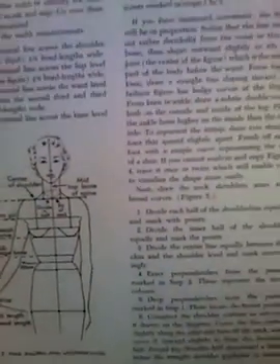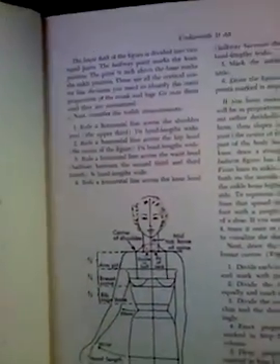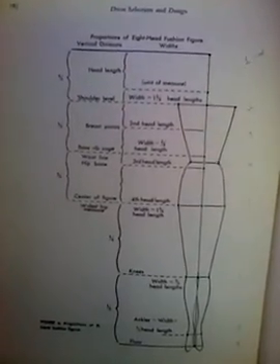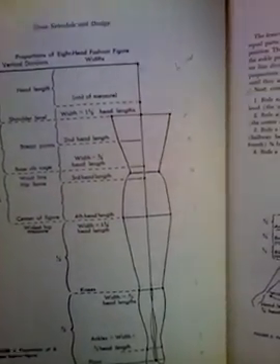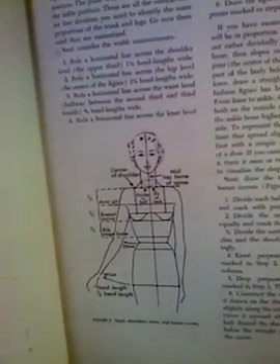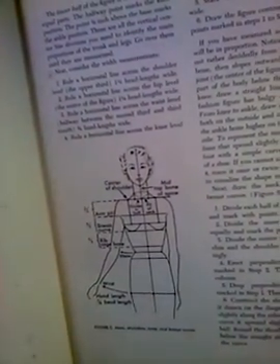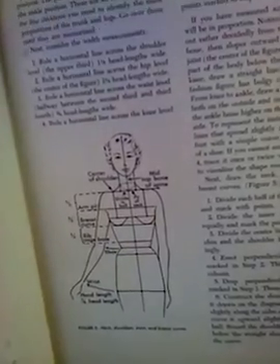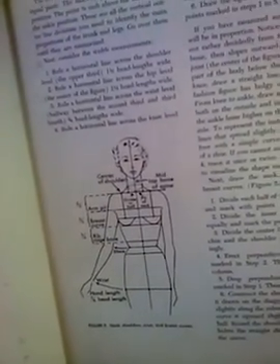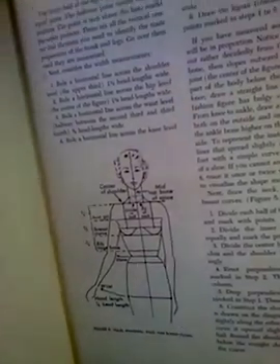Hello, we're going to continue with dress selection and design. We left off in this section. So we did the vertical considerations of dress, and now we're doing the horizontal, like how to measure on your body, the different sections.